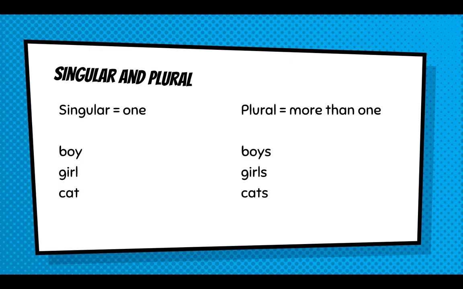So first of all, we just need to talk about what these two words mean. Singular, just like if a person is single, that means there's just one. One boy, one girl, one cat. The word plural, however, means that there is more than one. So there's more than one boy, that makes them boys. There are several girls. There are a whole lot of cats.